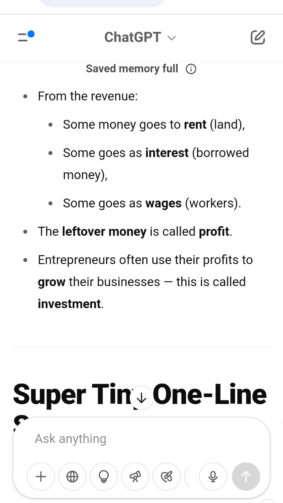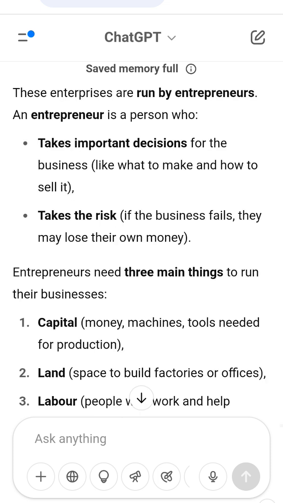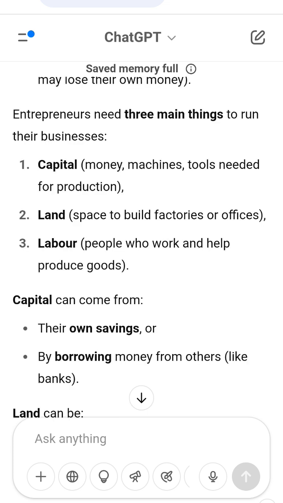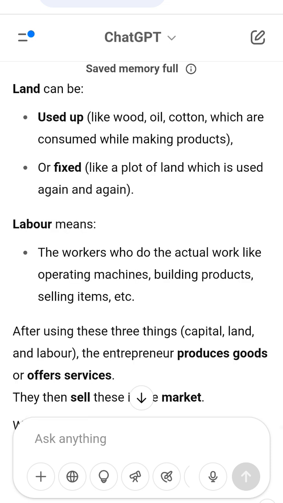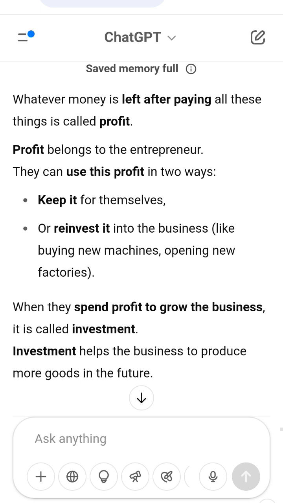In short, tiny points. The economy we are studying is of capitalist countries. Businesses are owned by private people called entrepreneurs. Entrepreneurs need capital, money, land, and labor, workers, to produce goods. After making goods, they sell them and earn revenue. From revenue, rent goes to landowners, interest goes to lenders, wages go to workers. The leftover money is profit. Profit is often invested to make the business bigger.